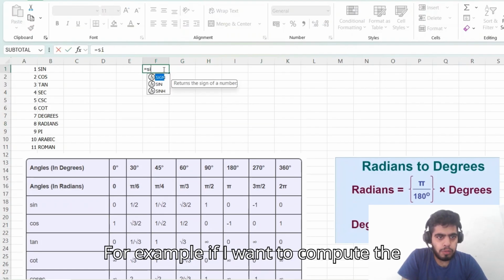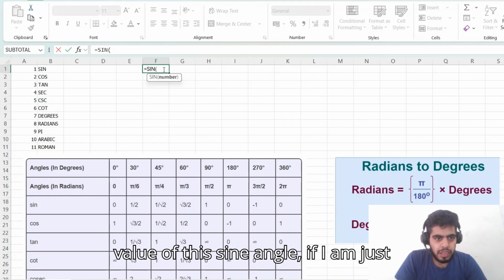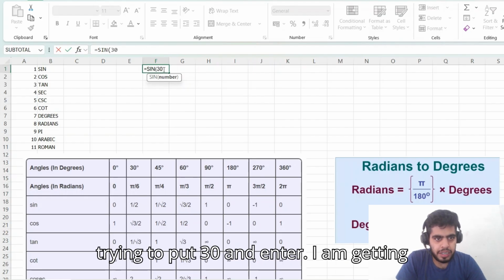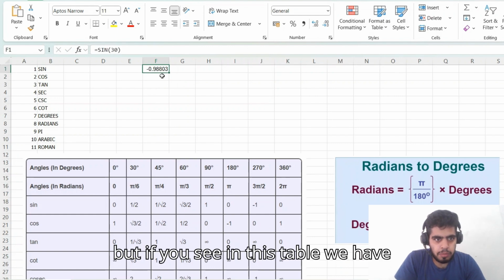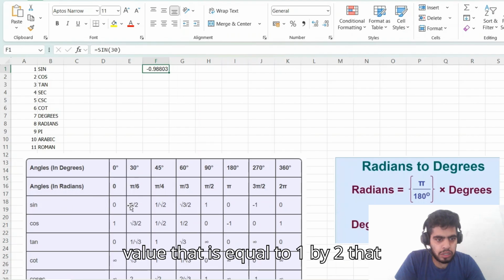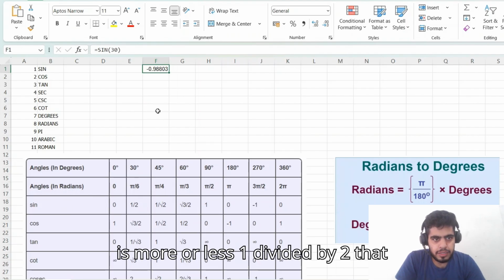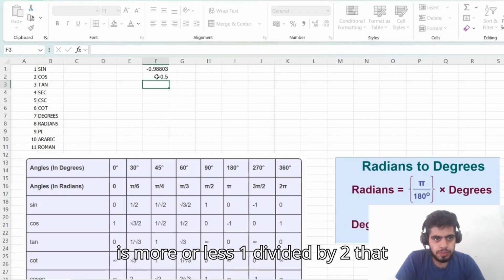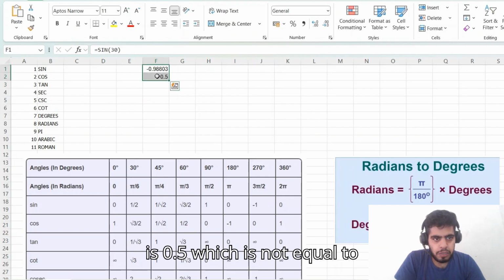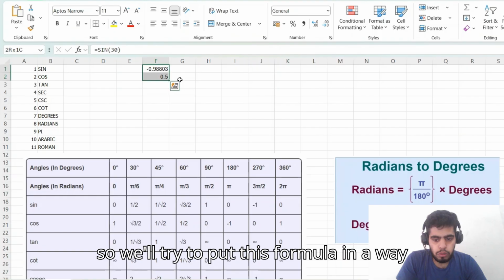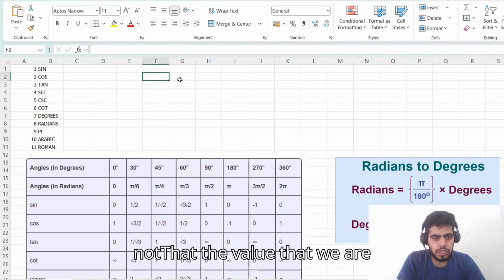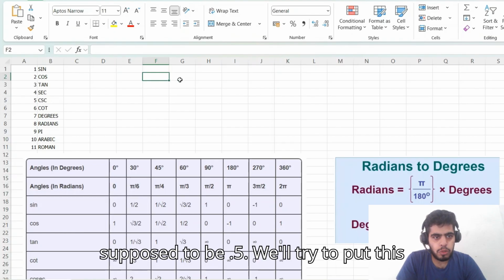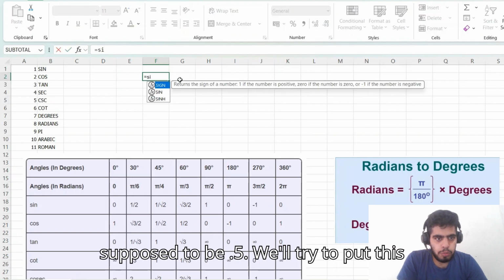For example, if I want to compute the value of this sine angle, and I put 30 and press enter, I'm getting the value minus 0.9880. But if you see in this table, the value should be 1 divided by 2, that is 0.5, which is not equal. The value that we are deriving here is not correct, it is supposed to be 0.5. We'll try to put this formula in a different way.